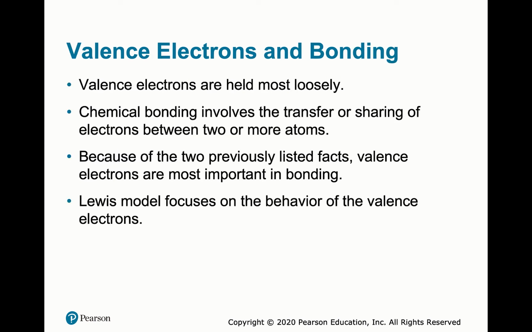So valence electrons, these are the outermost electrons, and these are the ones that are held most loosely. So it's easiest to remove these. And chemical bonding only looks at these surface electrons, these outside ones, the valence electrons. Because of this, the valence ones are the most important for bonding. And it's also the reason why we have the periodic table arranged the way we do. We have it based off of the valence electrons. And Lewis theory looks mostly at these valence electrons.